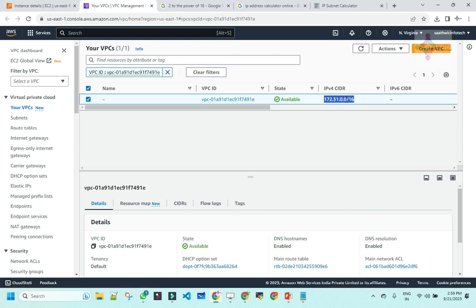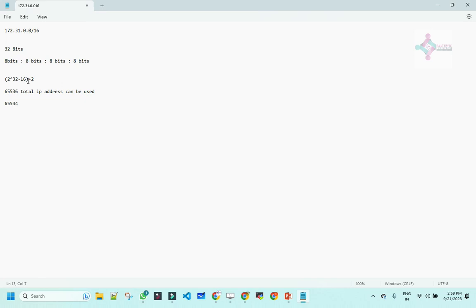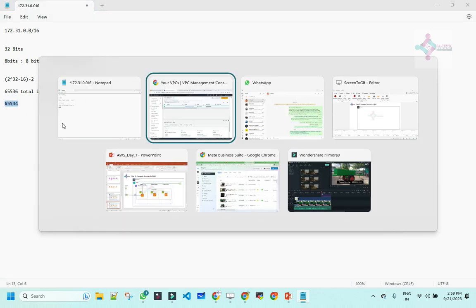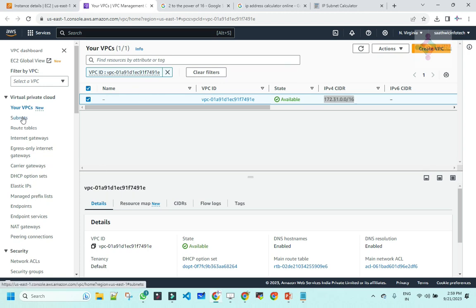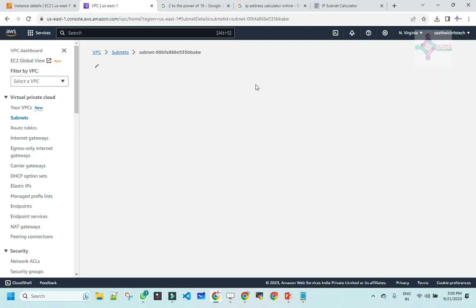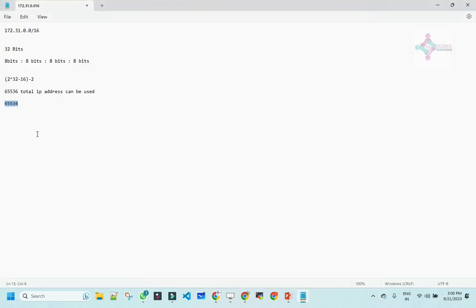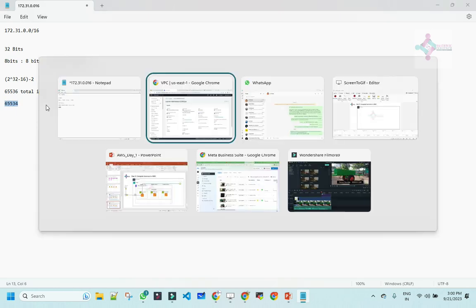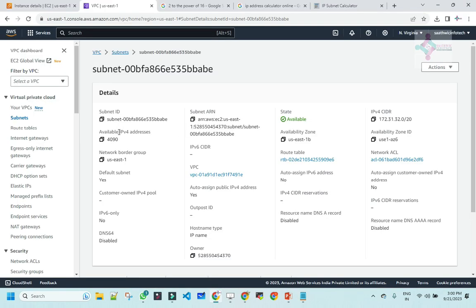Okay, now we have clarity. When I give 172.31.0.0/16, I can get this many IP addresses, of which this many are useful. If you remember, yesterday we were talking about subnets. When I said subnets, I said a subnet uses a subset of this total IP address space. So let's see what our subnet CIDR block is.